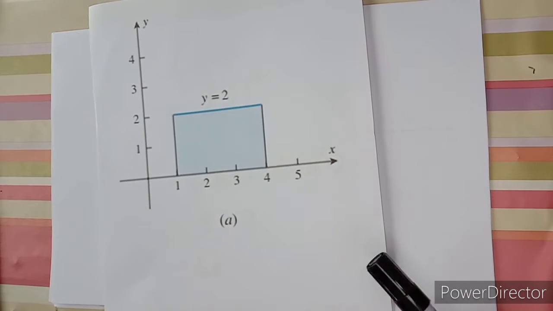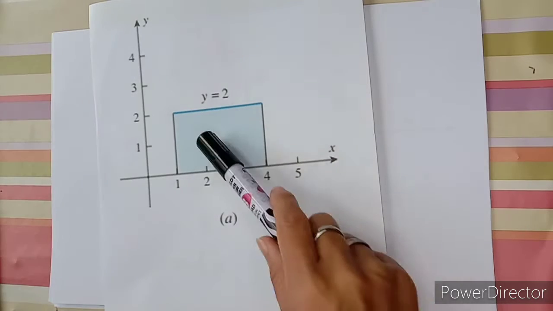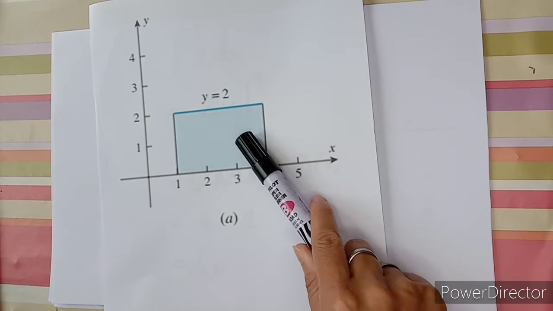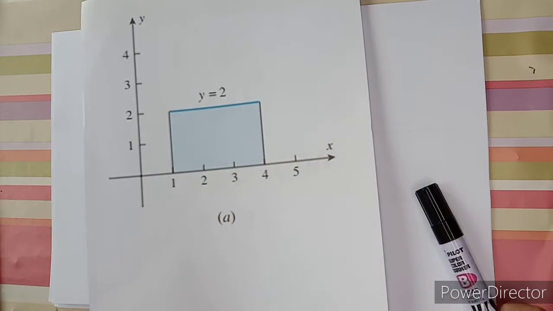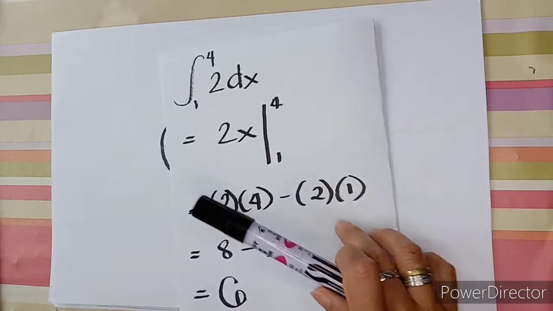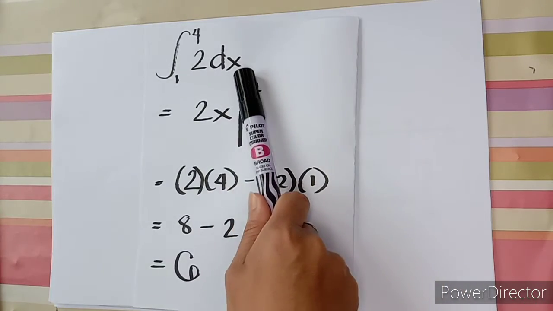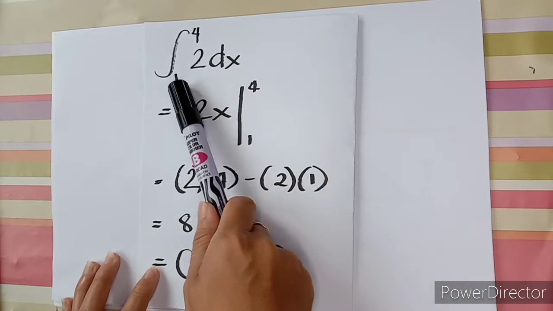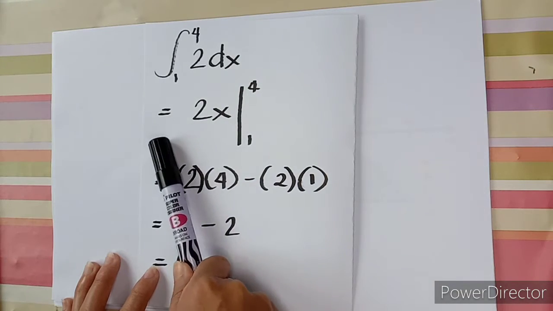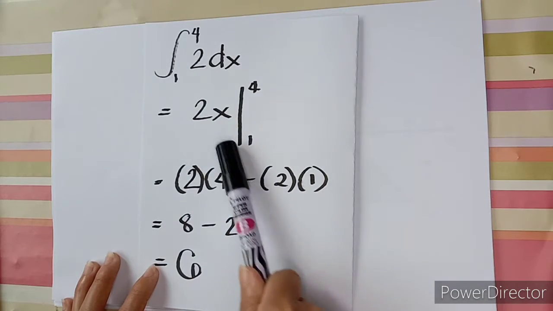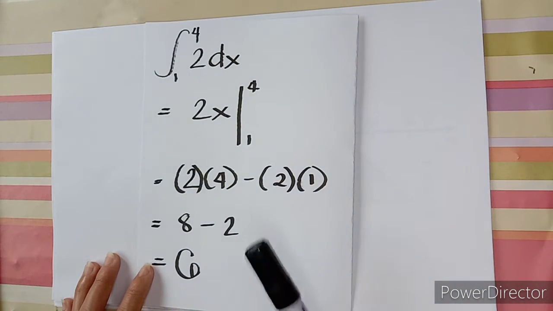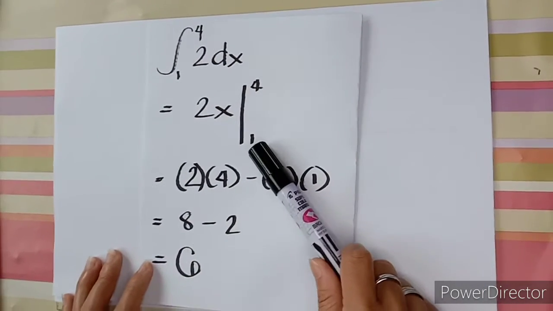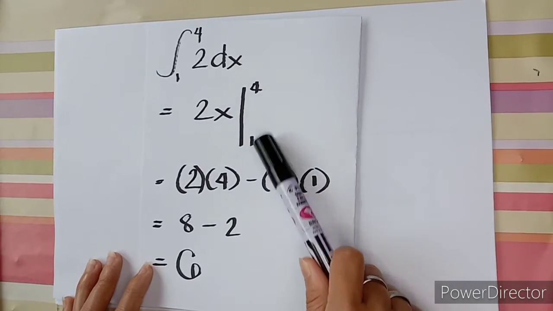Without using the formula from geometry, we can still get the area of this shape by calculating the definite integral. So we have the integral of 2 dx evaluated from 1 to 4, which is equal to 2x, the antiderivative of 2, evaluated from 1 to 4. So let us substitute the values of x using the lower and upper limits.